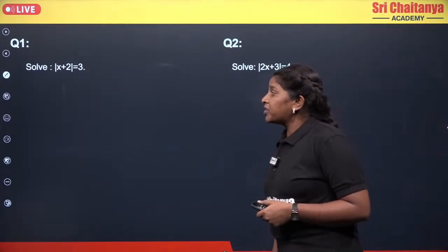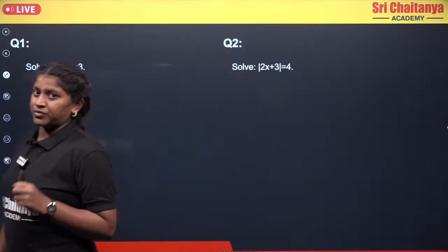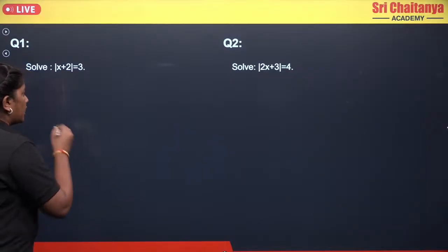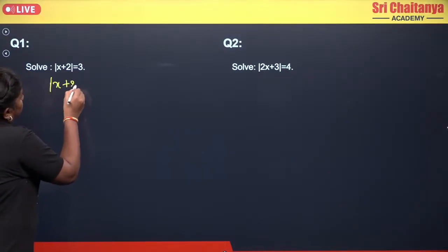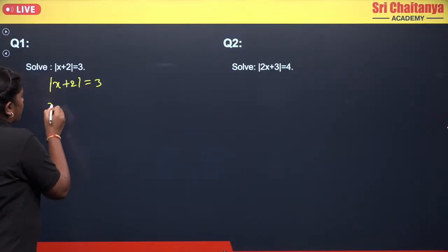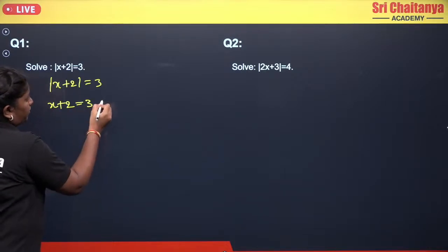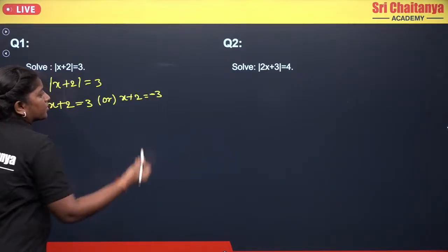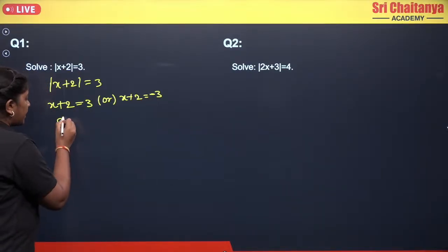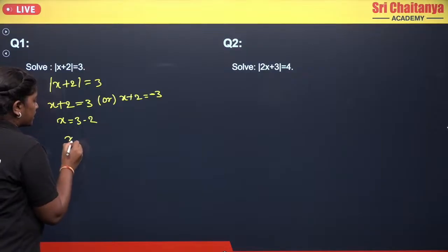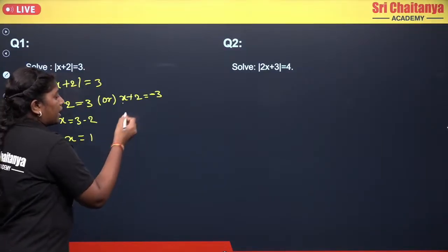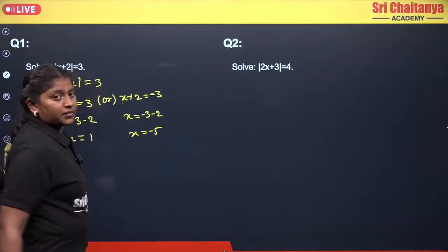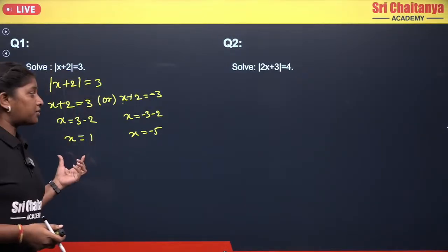Coming to the first one, solve mod of x plus 2 equals 3. We know that with a modulus we consider two conditions: x plus 2 equals plus 3, or x plus 2 equals minus 3. So x equals 3 minus 2, so x equals 1. And in the same way, x equals minus 3 minus 2, so x equals minus 5. These are the possible values for x.